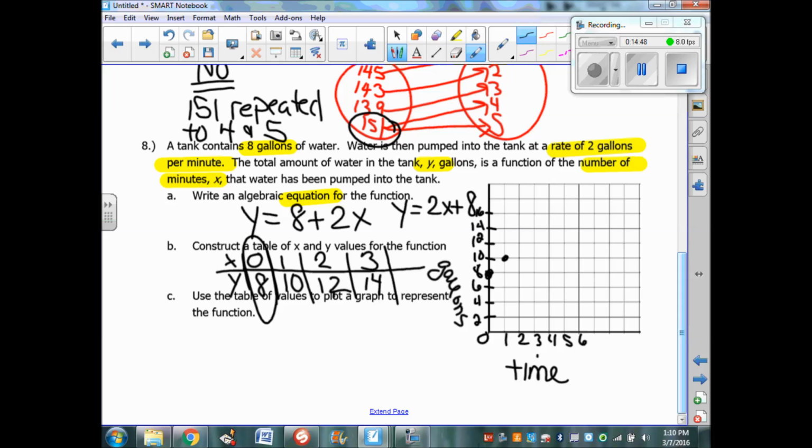At 2 minutes, I have 12 gallons. At 3 minutes, I have 14 gallons. I bet you could predict at 4 minutes, we're gonna have 16 gallons. You could continue on now that you're seeing that rate of change. Oops, a little clear about this. There's my function. All right, see you guys in class.